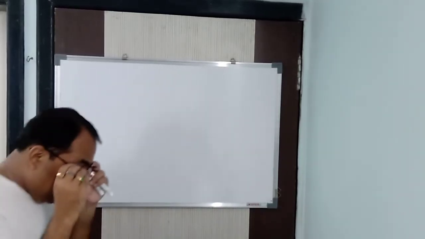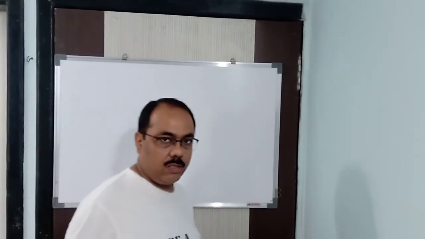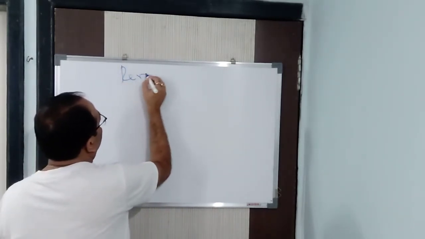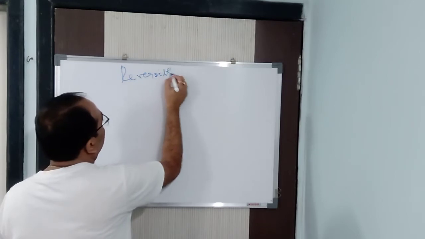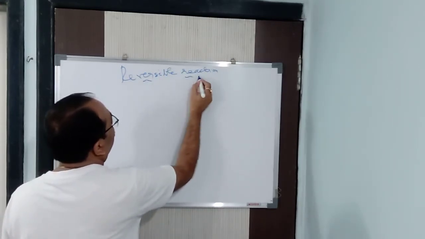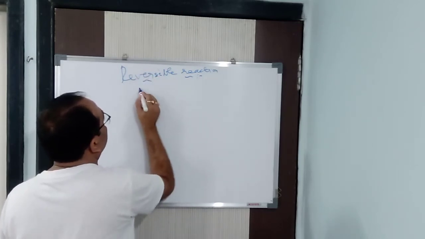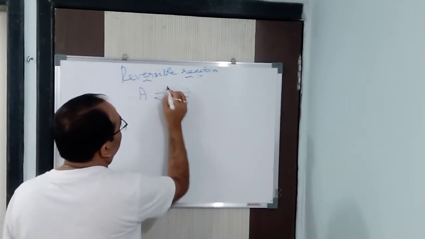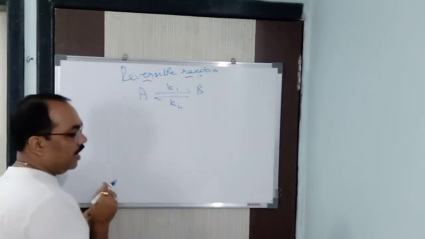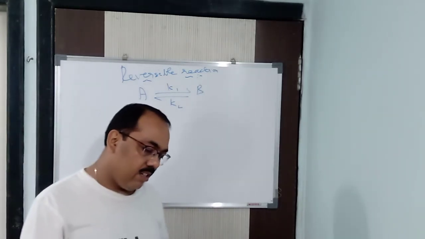Now, the next one is your reversible reactions. Reversible reaction, that means what I said, reversible reaction. That is A K1 gives B and B K2 gives again back to A. This is said to be a reversible reaction.